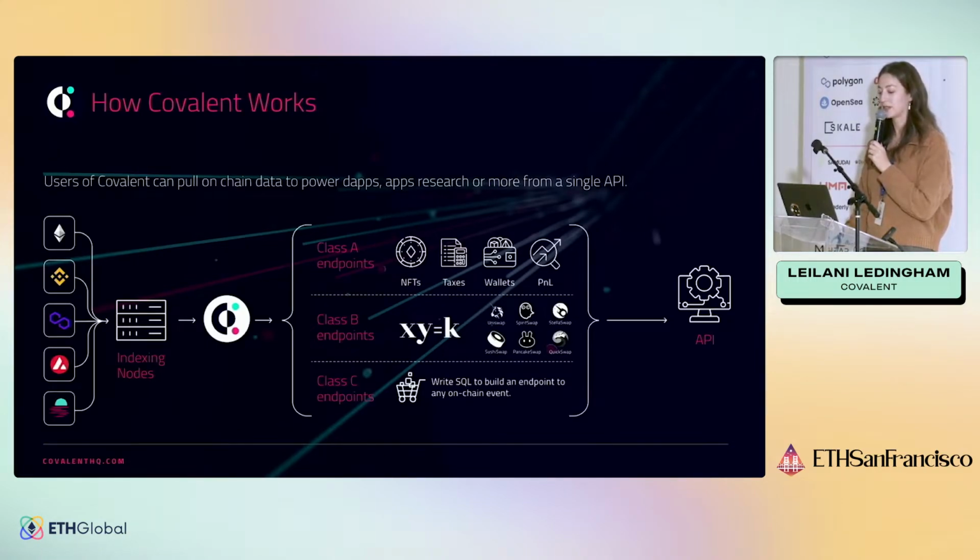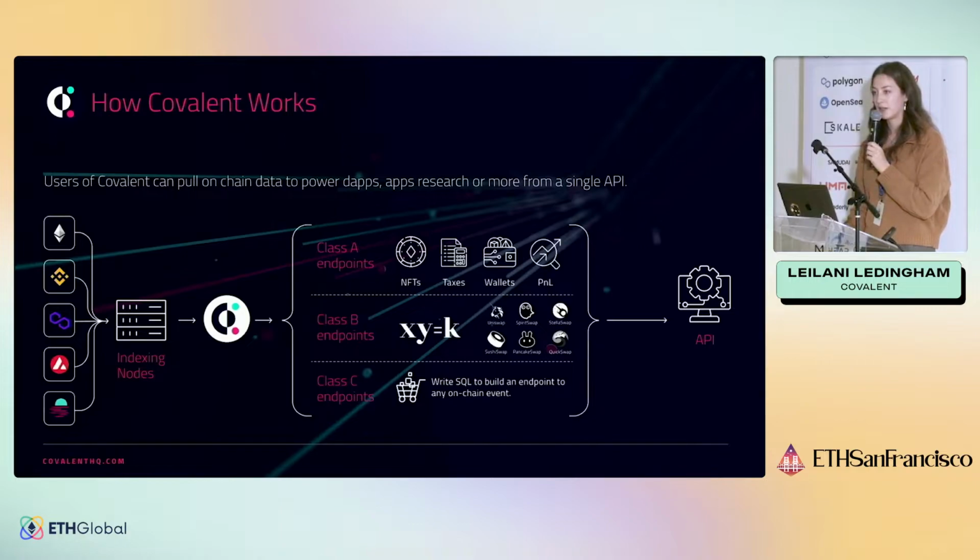So this is how it works. Basically, we run indexing nodes that take in all the data from different blockchains. Here's a selection of some of them, but I'll show you our API reference, which shows you all the supported networks. And then we format them into a couple different classes of endpoints.